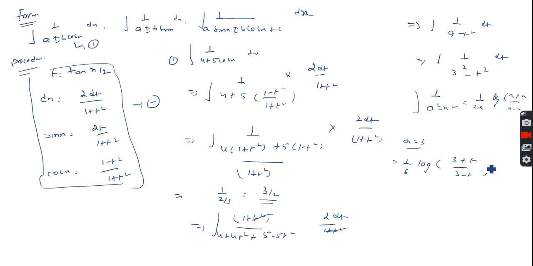So finally it will be solved, and at last we substitute t. So we get 1 by 6 into log of (3 plus tan of x by 2) by (3 minus tan of x by 2). On completion of this integration, we add c. Thank you.